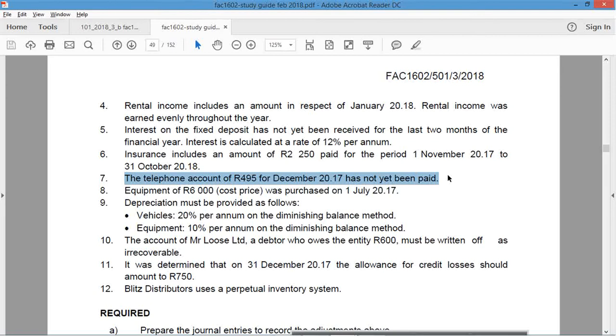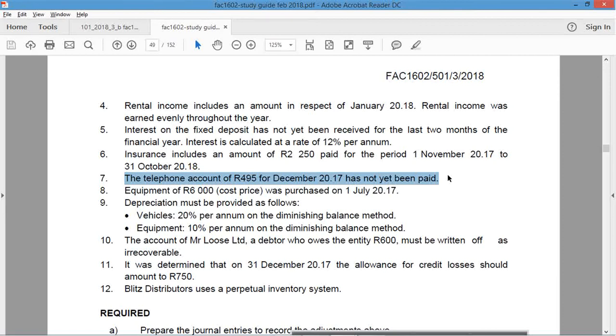Okay, 8. Equipment of 6,000 cost price was purchased on the 1st of July. 7. The telephone account of 495 for December has not yet been paid. So a telephone account is an expense. It hasn't been paid, so it's increased. So it increases on the debit side. So won't a telephone account be debited? Then it won't be bank. It will be expense.